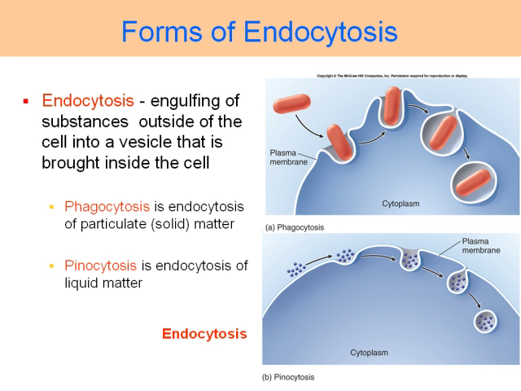Liquid particles or liquid molecules are going to enter via an invagination of the plasma membrane that will eventually pinch off and form a vesicle. That vesicle then can travel inside of the cell wherever it needs to go so that it can be used for whatever it needs to be used for.